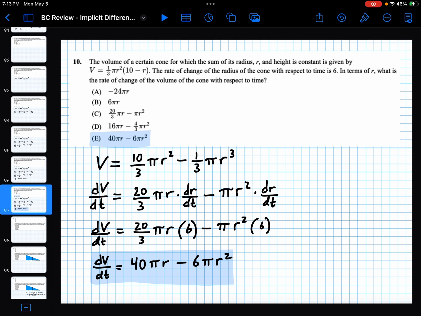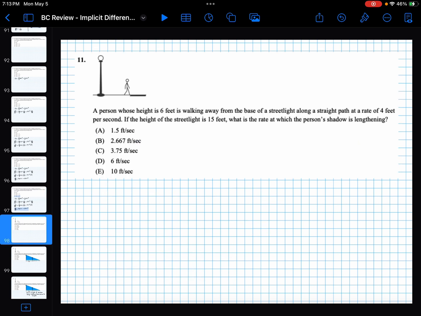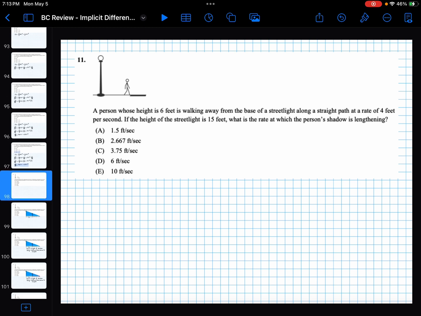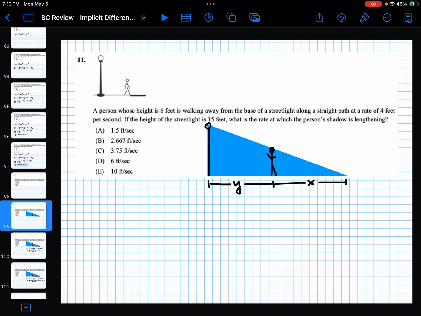All right, on to question 11. Here we go. The bane of our students' existence here, the related rates questions with shadow, the person walking away or towards a lamppost. They're really not that bad, all right? What you have to do is draw the triangle, the right triangle, to represent the situation here. So I'm going to do that.